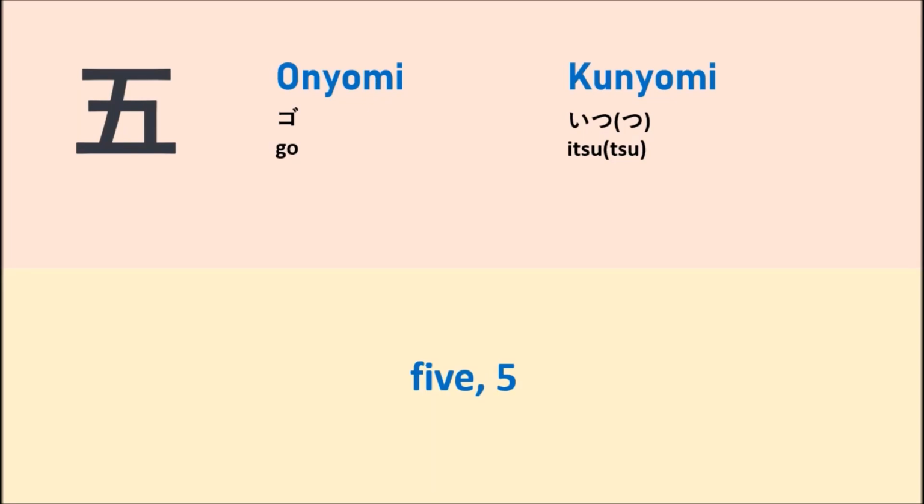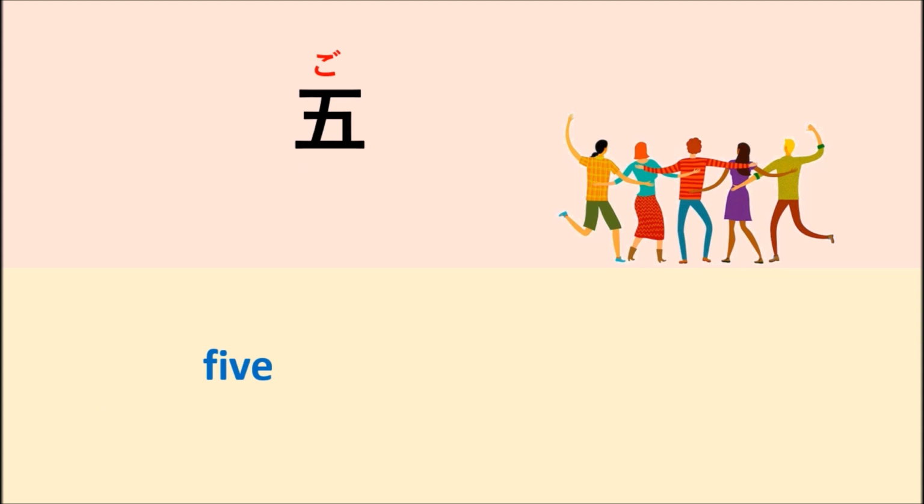五、五、訓読み、いつ、五つ。This kanji means 5, or the number 5. Now let's learn how to use this kanji. Go. Go means 5. For example, you say 1, 2, 3, 4, 5. Right.